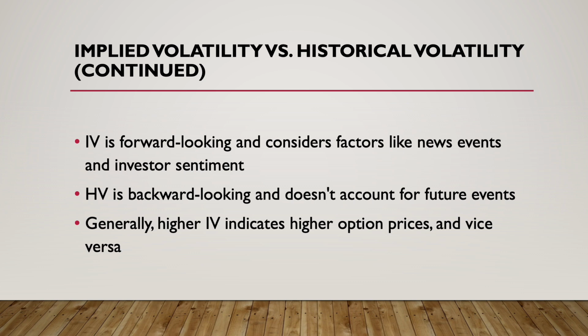Here's the key difference. IV is the trendsetter, looking ahead to the potential future and market gyrations. It incorporates factors like upcoming news announcements or investor anxieties. HV is more grounded, reflecting what has already happened. And by comparing IV and HV, we can make informed opinions on whether the option prices are currently reflecting a realistic picture of the future volatility.